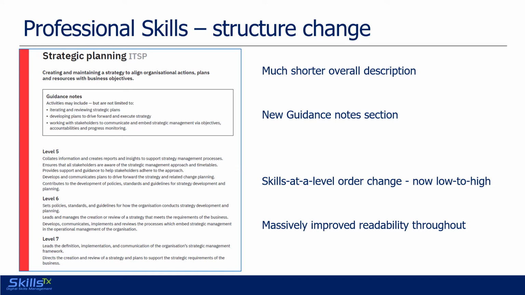And then we have the descriptions of the skill at each of the levels at which it's performed in the working world. But you will notice that the order has changed. In version 7, we used to go in reverse order, so we would have seen level 7, then 6, then 5. In version 8, we've changed that round. It's now low to high. It makes more logical sense and matches with how most people will use the framework when they're using the document.